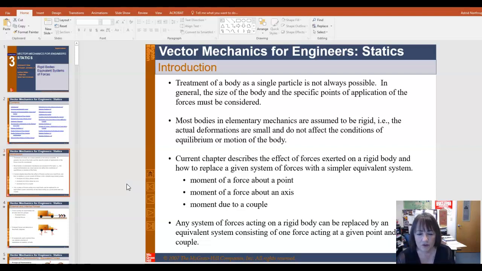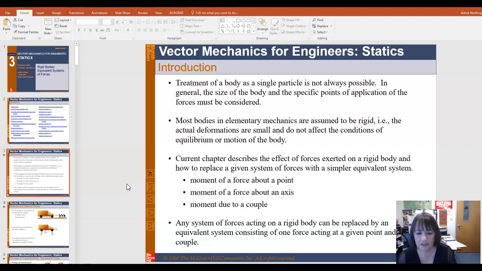So we are going to look at a few different things. We're going to talk about the moment of a force about a point, the moment of a force about an axis, and the moment due to a couple, which is just like what I described earlier. If we have a downward and an upward force on a rectangle and the sum of forces equals 0, the equal magnitude, opposite direction forces will tend to produce a rotation. That type of force system is called a couple.